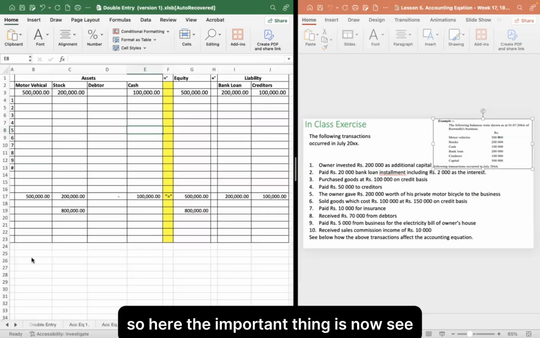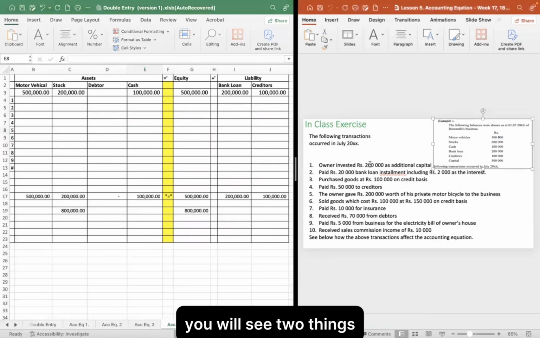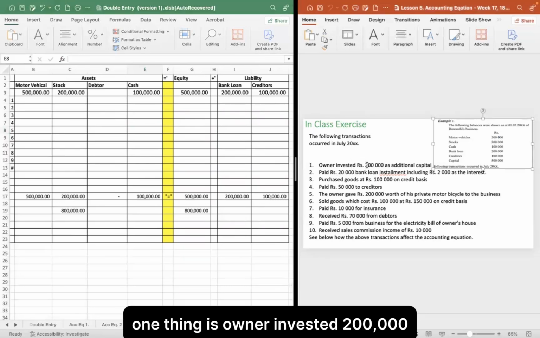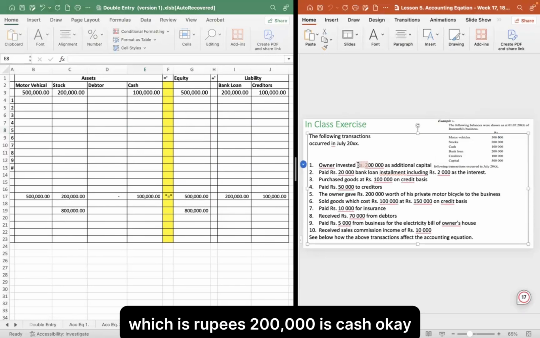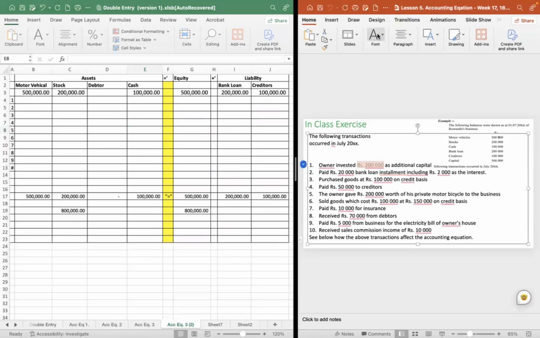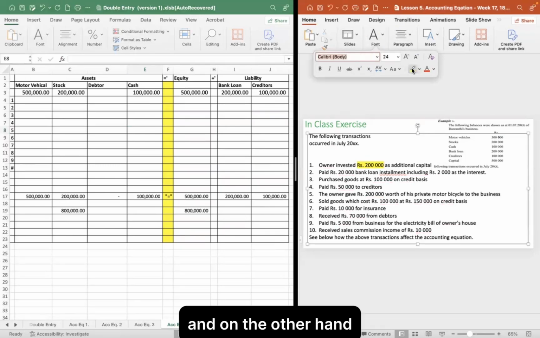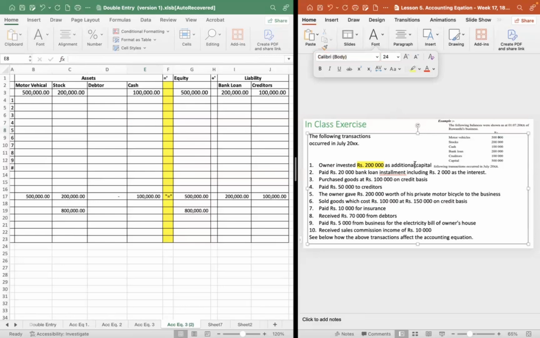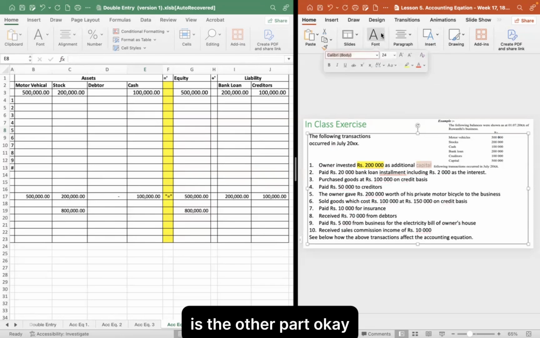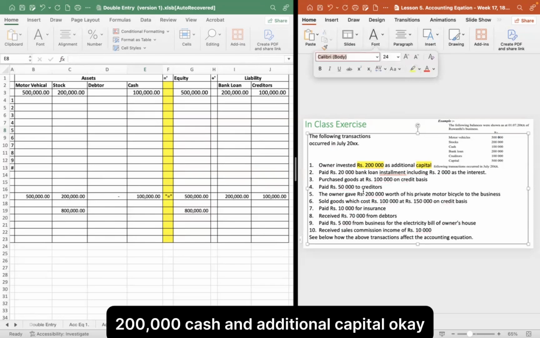Here, the important thing is, you will see two things. One thing is the owner invested 200,000, which is cash. And on the other hand, capital is the other part. 200,000 cash and additional capital.